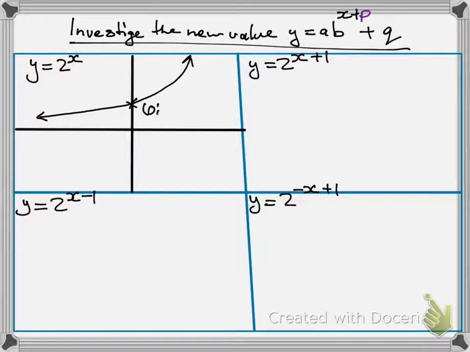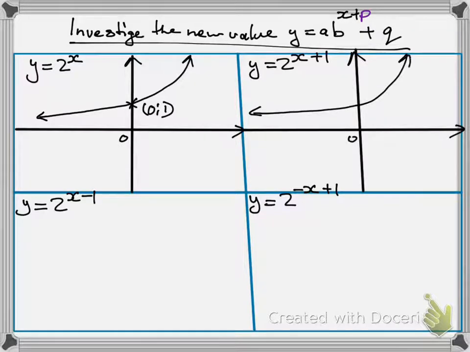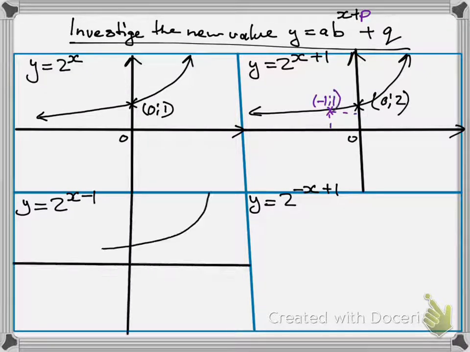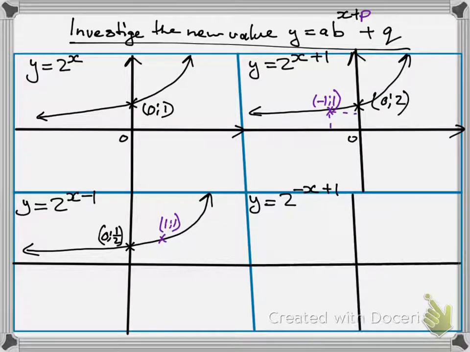This is the parent graph where the asymptote is the x-axis. So here again we increase p, the asymptote is still the x-axis, but you see our y-intercept has now moved. The original point, which was (0, 1), has moved to the left. When we reduce p, you see that the point moves to the left.